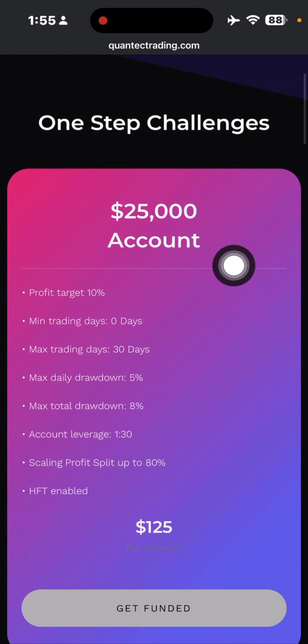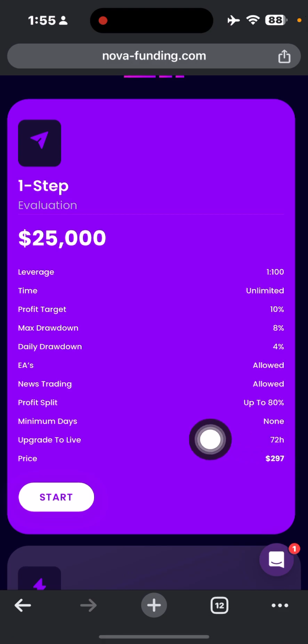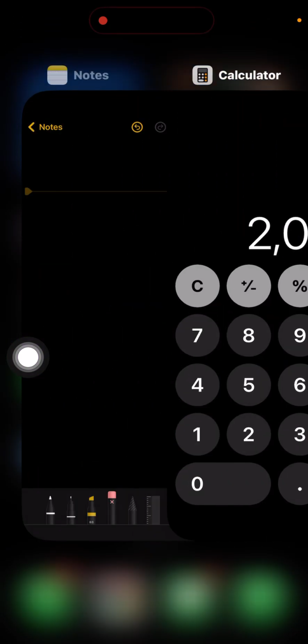So Quantec, you can see their own is 5% and 8%. Why is the leverage 1 to 30? Whereas for Nova, they have a higher leverage and their maximum drawdown is 8%. This daily drawdown is the key part you must focus on. Out of this 25K, they're actually giving you 4%.